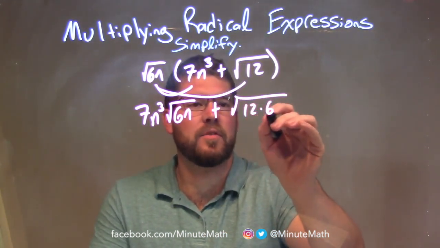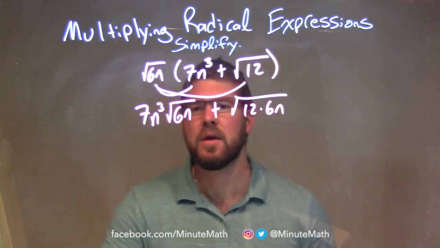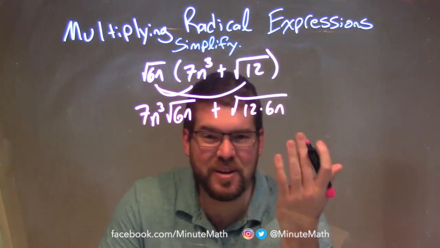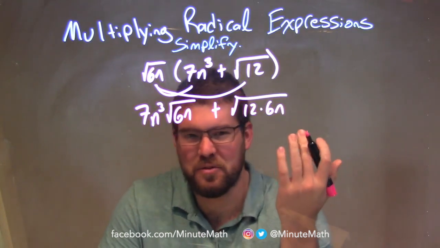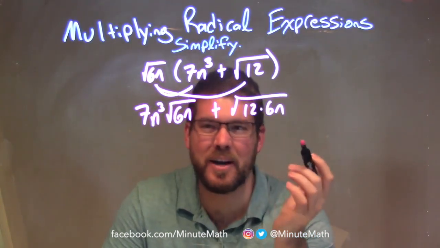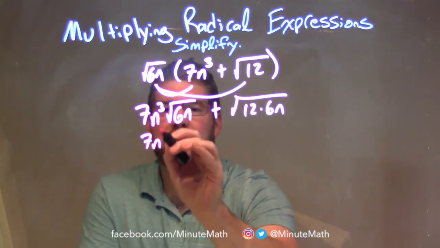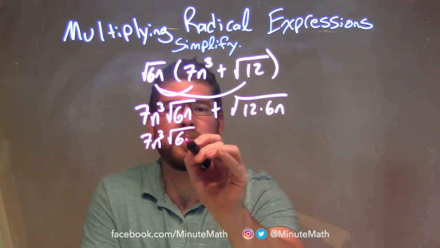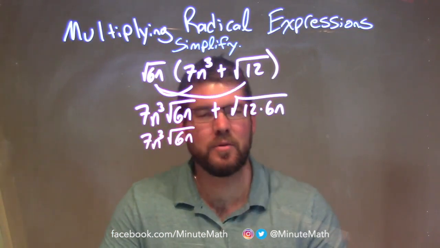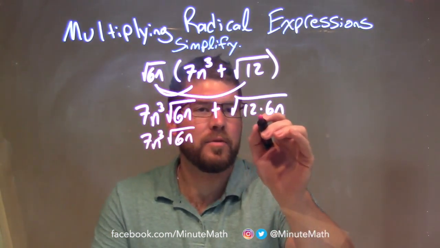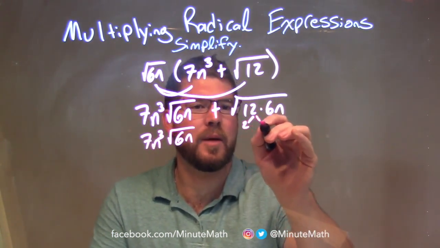That's 12 times 6n. Okay. Well, luckily, 6n really doesn't break down to be anything. I mean, it's 2 times 3, right? We can't find any pairs, and so the square root of 6n just stays there. So this one just keeps coming down for the rest of the problem here. So we have 7n to the third times the square root of 6n. But this 12 can break down to be 2 times 6.